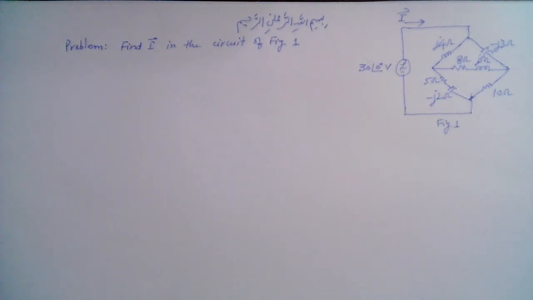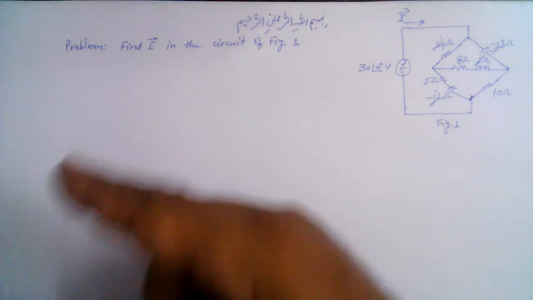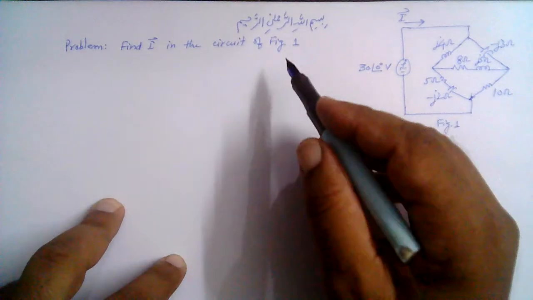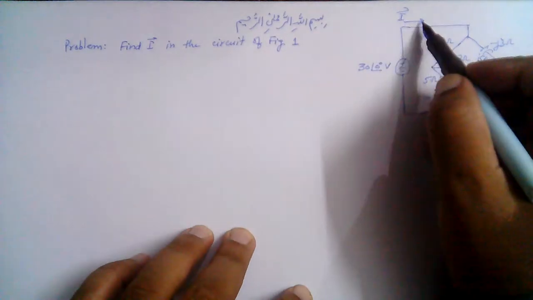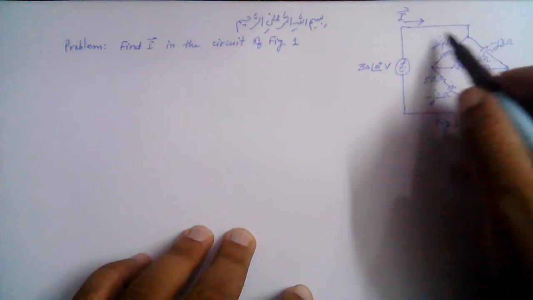Bismillah Rahman Rahim. Find I in the circuit of figure 1. So this is figure 1 here, and we are supposed to find this current I through this circuit.